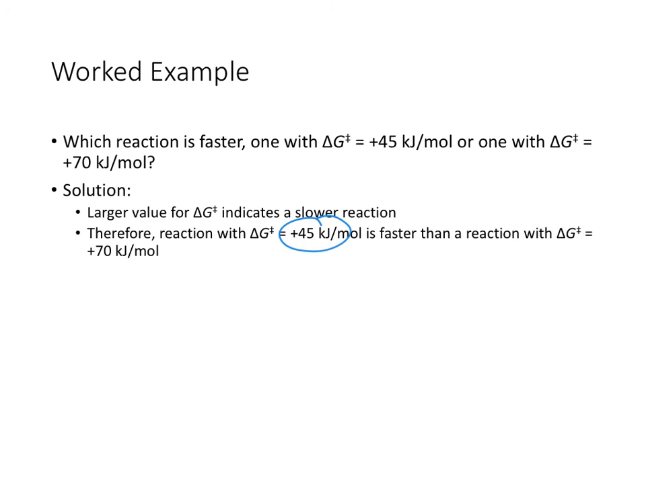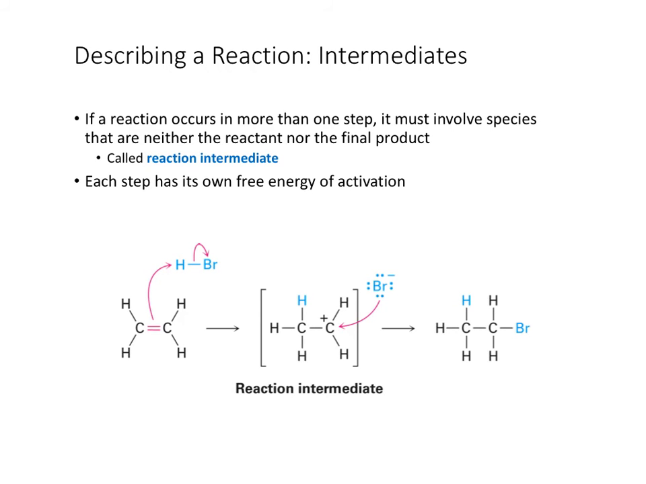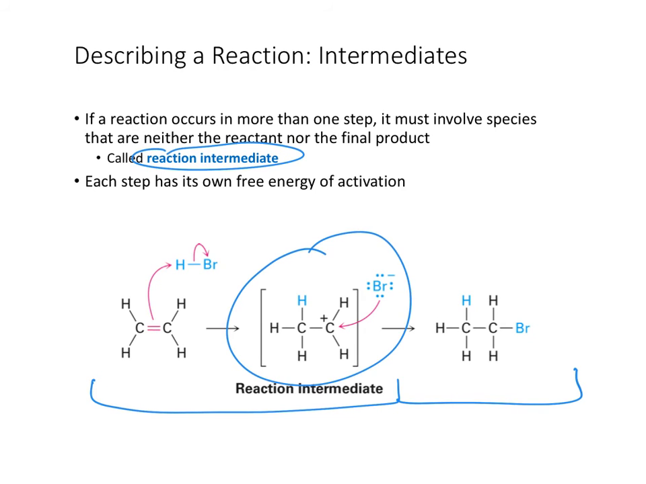than the other reaction. If a reaction occurs in more than one step, it must involve species that are neither reactant nor the final product, and we call these intermediates. And each step has its own free energy of activation. So I showed you an energy diagram for the first part of this reaction, but now let's look at the entire reaction. So this would be the intermediate. It's neither reactant nor product, but it is in the middle of this reaction.